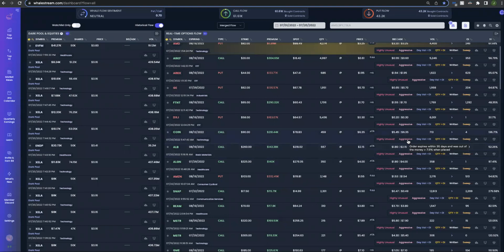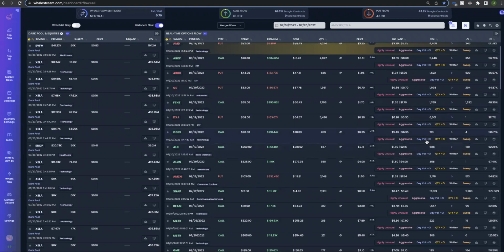So in order for a trade to be aggressive, the order has to expire within 35 days and be out of the money by at least 7.5%. So that's aggressive because they're expecting a pretty large move, 7.5%. On a good year or on an average year, if you can get 7.5% on your entire portfolio, that's nice. So if they're expecting a 7.5% move within 35 days or less, that's pretty aggressive, and it's worth putting on your radar.